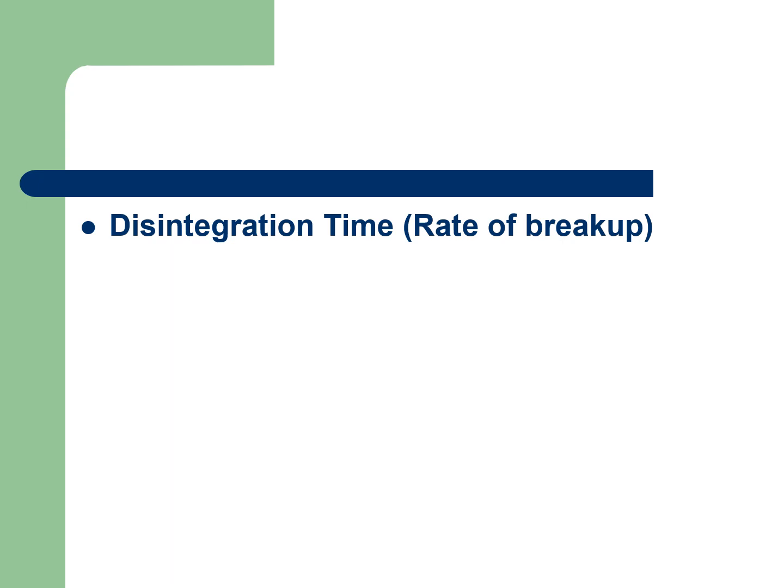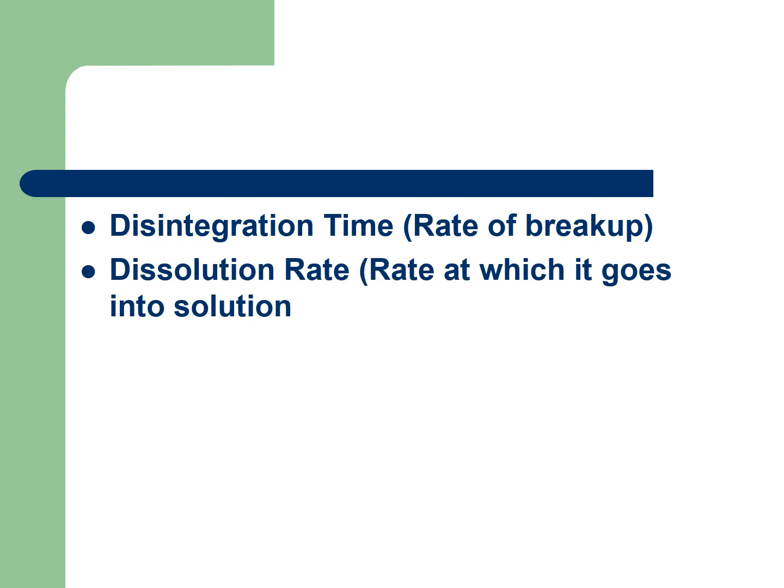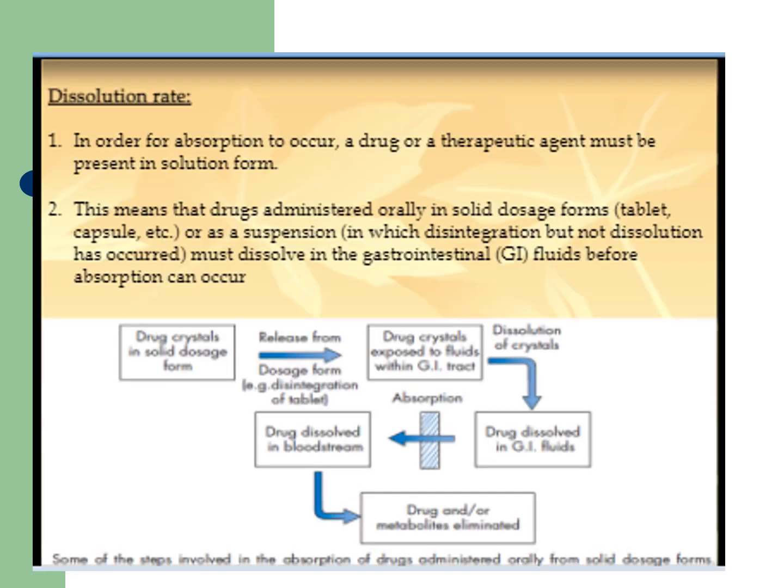We also discussed disintegration time, which is the rate of breakup of the drug inside the body, and dissolution rate, the rate at which it goes into solution. Formulation of a drug: if it is manufactured by one company, how its pharmacokinetics is going to vary as compared to the manufacturing of the drug by another pharmaceutical company. So, how do we define dissolution rate?